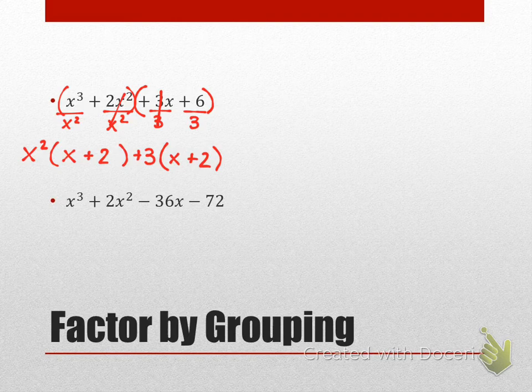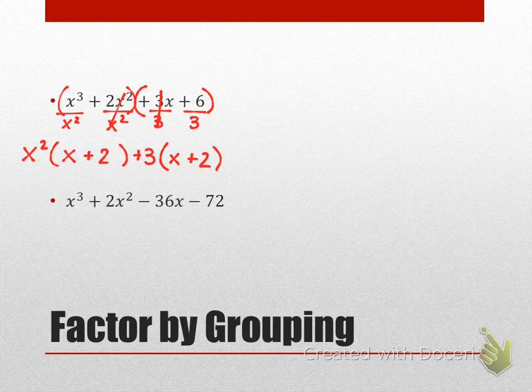If you do not get the same thing in the parentheses, you did it wrong. If you got x plus 2, x minus 2, you did it wrong. If you got x plus 2, x plus 4, you did it wrong. Okay? You must have the same thing in both sets of parentheses. That's how we're going to write our final answer. Okay? So here we go.